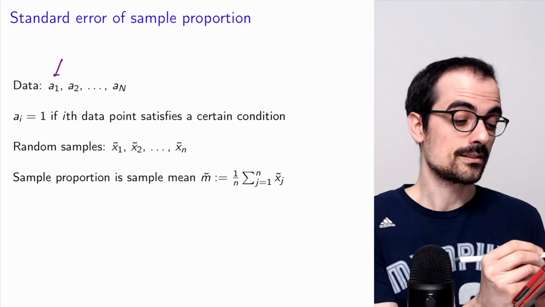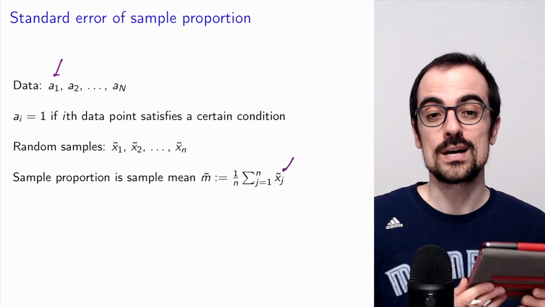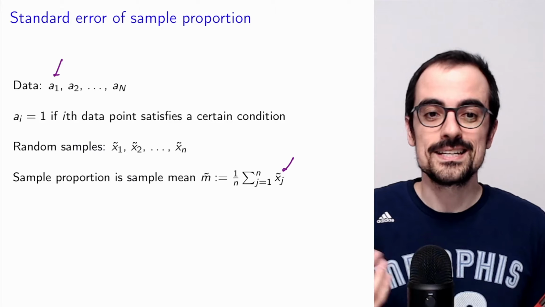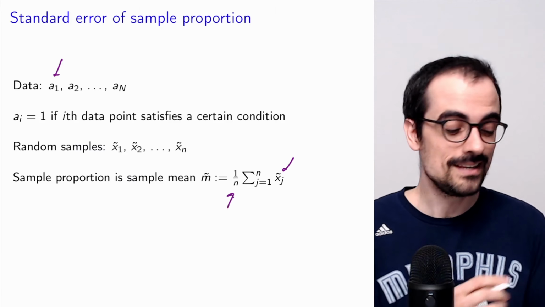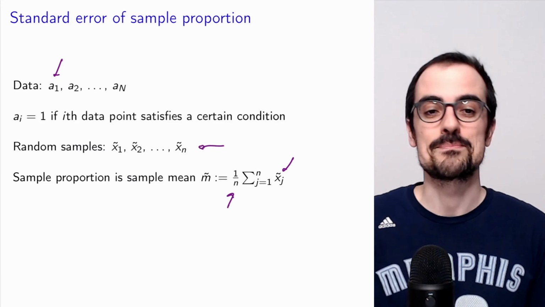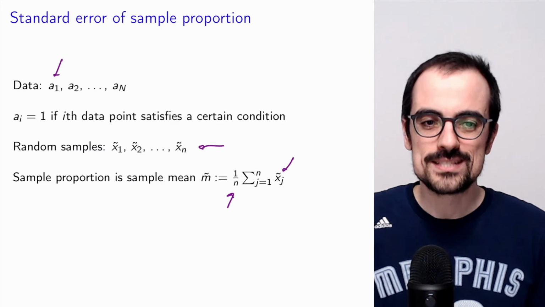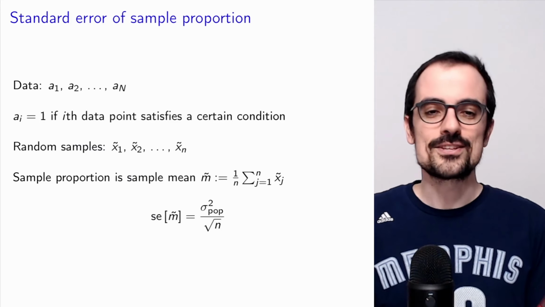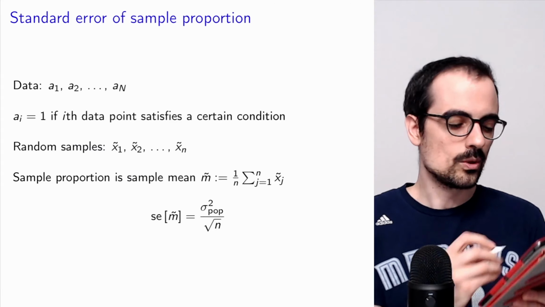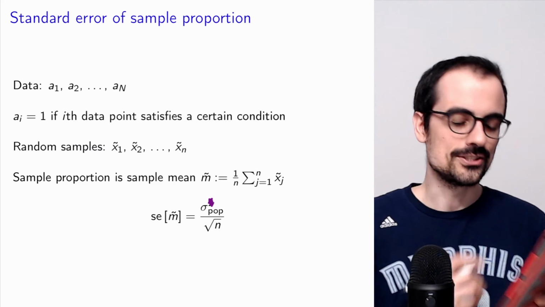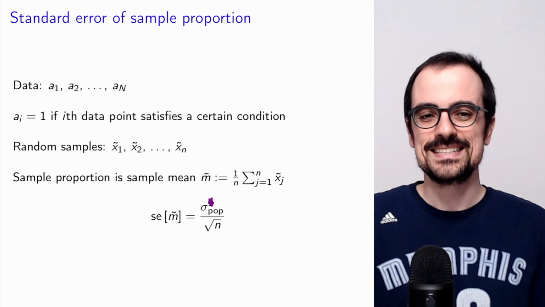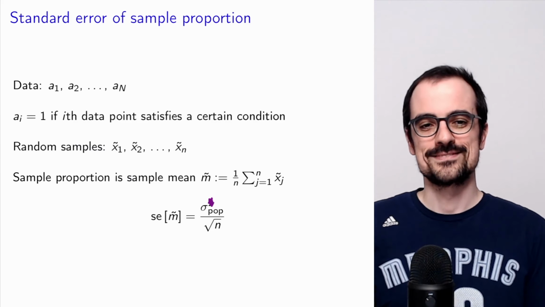Well, you just sum how many of these are equal to 1. So you sum them, and then you divide by the number of measurements. So this is actually just the sample mean of the random sample, so we can apply our previous result. The standard error is just going to be equal to the population standard deviation divided by square root of n, okay?